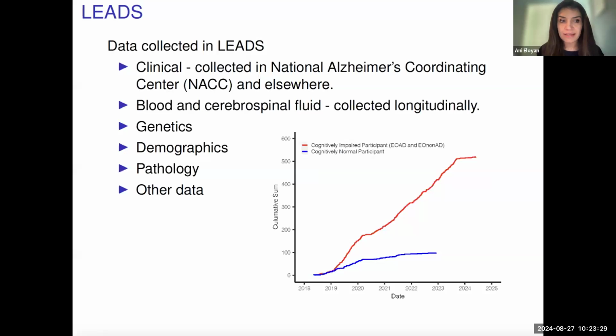In addition to that, there are a lot of other types of data. The cognitive data is collected through the National Alzheimer's Coordinating Center, or NACC, as well as in the LEADS specific EDC, electronic data collection site, plus blood and cerebrospinal fluid, genetics, demographics, pathology, and lots of other types of data. As can be seen from just looking at this list, and this is by no means the full list, there are a lot of data integration questions that arise when we try to model this data.